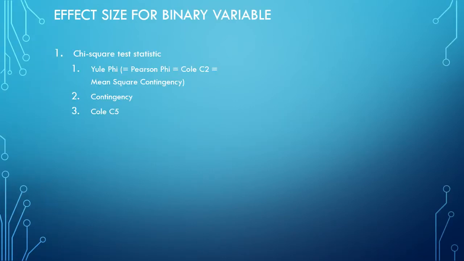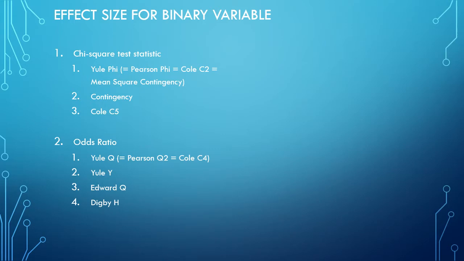The first group are those that will actually be making use of the chi-square test statistic. So usually you do an effect size measure after you've done a statistical test, in this case a chi-square test of goodness of fit. So measures that actually use this are Yule Phi, or the Phi coefficient, the contingency coefficient, and Cole C5. Then there are quite a lot that are based on the so-called odds ratio.